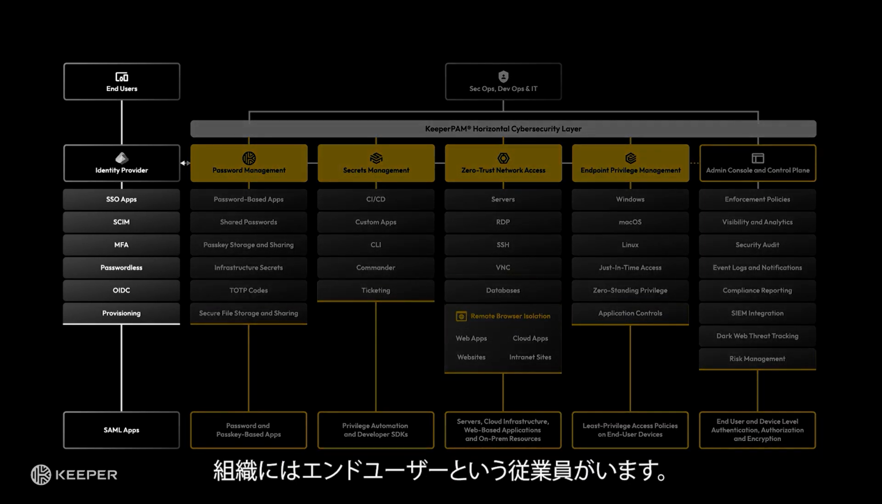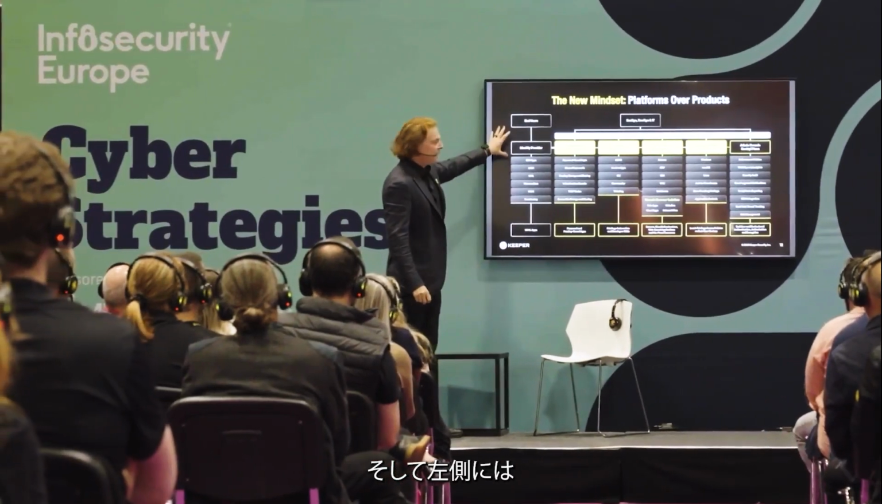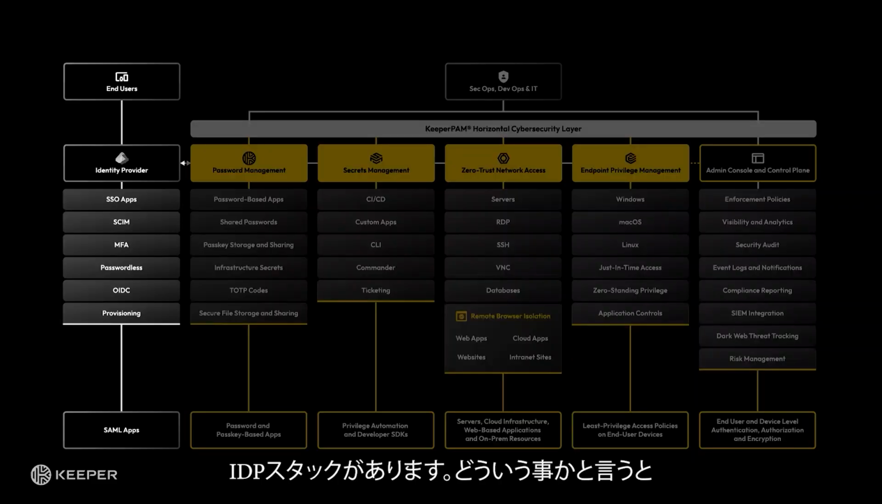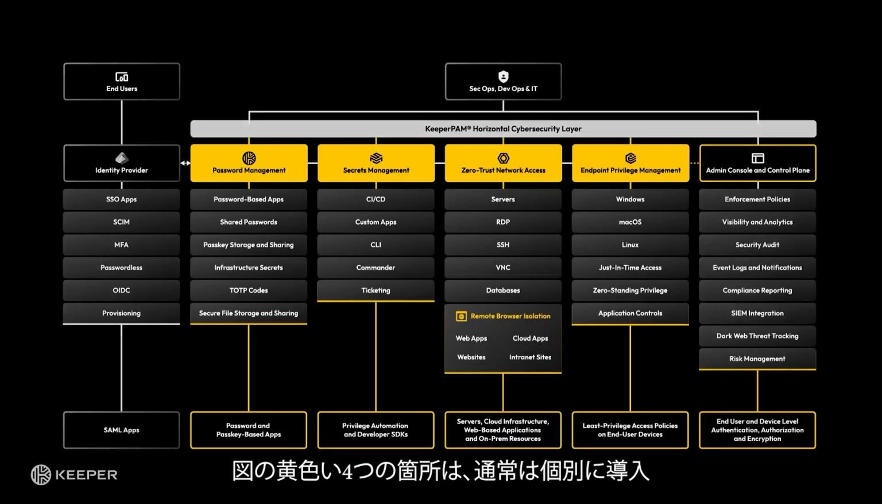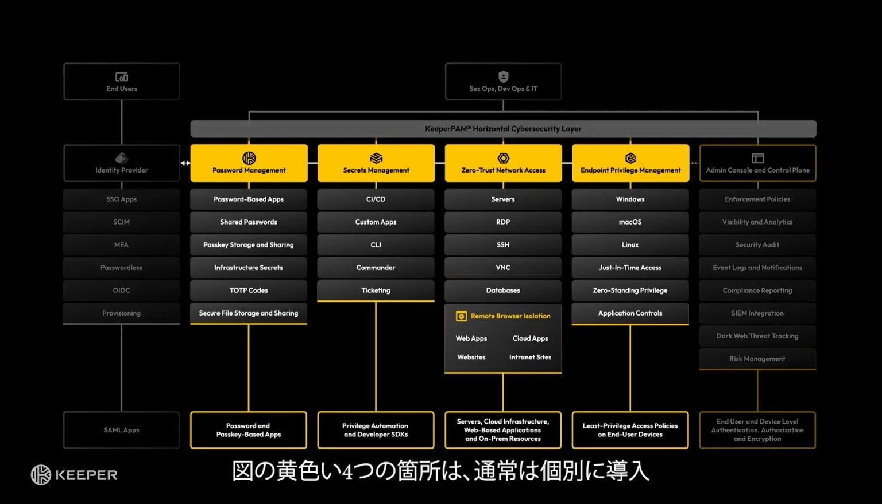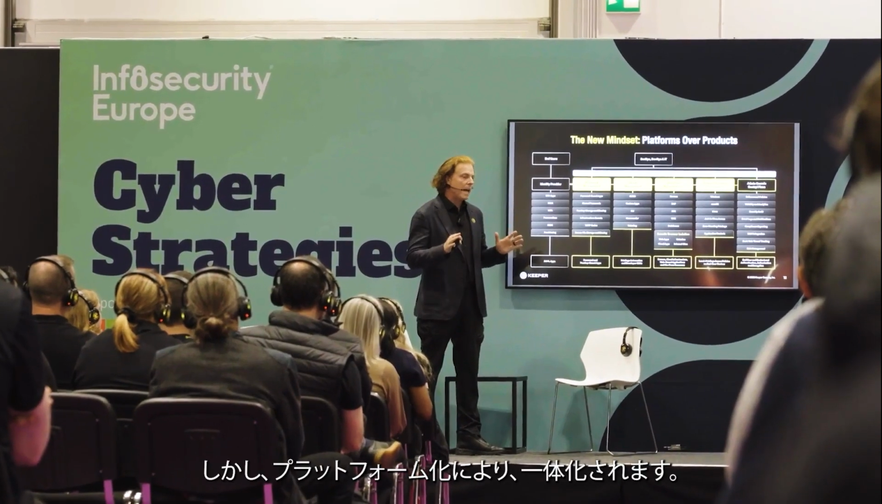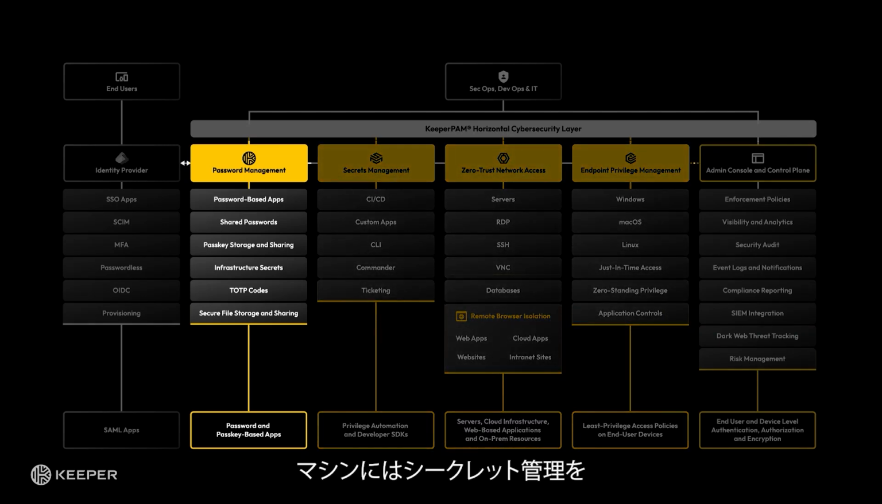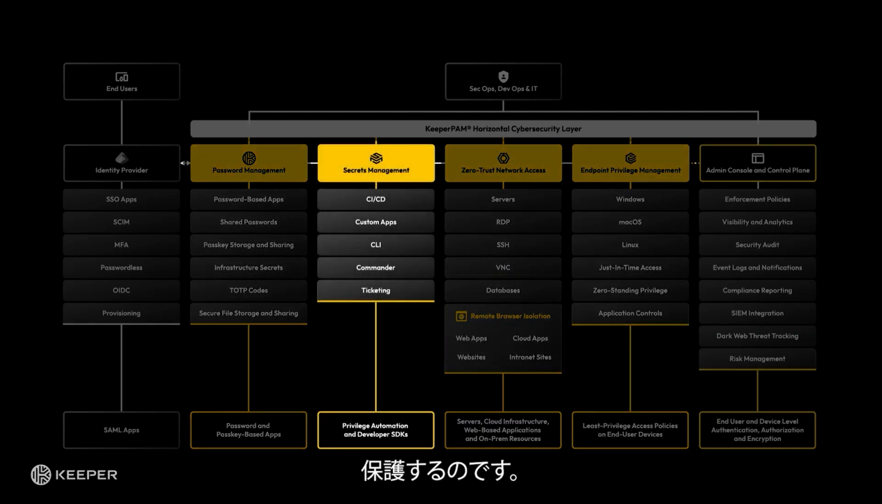This is everybody inside the organization, okay? On the left-hand side, this is my technology and IDP stack, my identity stack. What do I mean by that? If you're running any SAML-compliant IDP like Okta, Centrify, Ping, any of the others, Entra ID or Active Directory, you'll see this here, okay? Now, these four boxes that you see that are yellow, these are typically isolated solutions that you buy separately. But in a platform, they're unified. People are protected with password management, and machines are protected with secrets management.